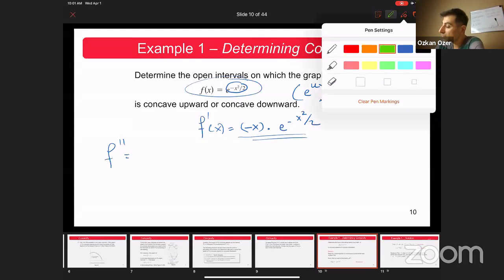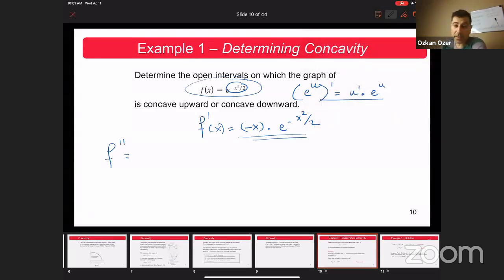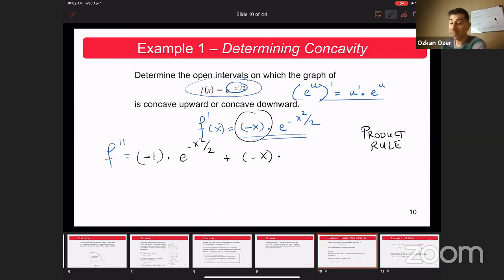Let me use a different color here. This time, it's not just an exponential function, but the product of two functions. One is negative x, the other one is the exponential function. So we have to use the product rule. What is the product rule? Take the derivative of the first, that's -1, and multiply it by the second. And keep the first one and take the derivative of the second.